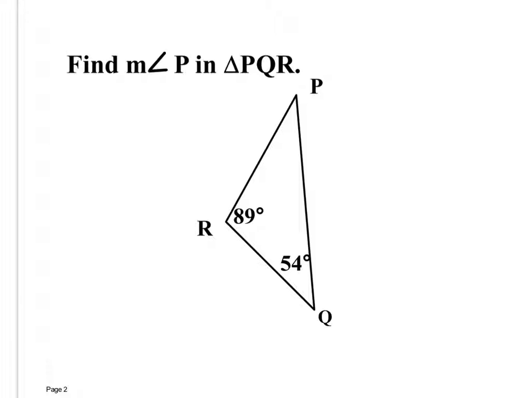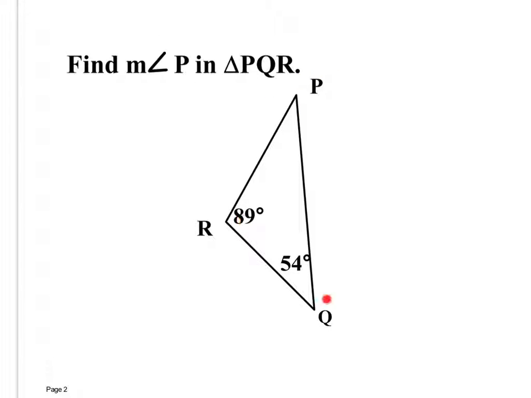So here's a triangle. This is a symbol, the triangle symbol. It means this is the triangle PQR, which is named just by its vertices. This is vertices P, R, and Q. So they just name it PQR. And here it says find the measure of angle P. This is what M and then the angle sign means: measure of angle P. So I want to figure out what this is.